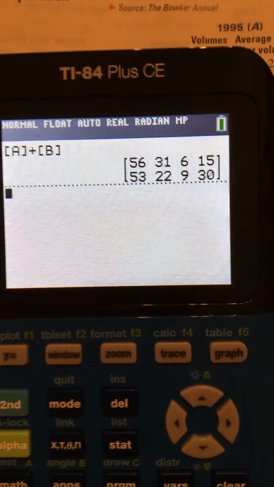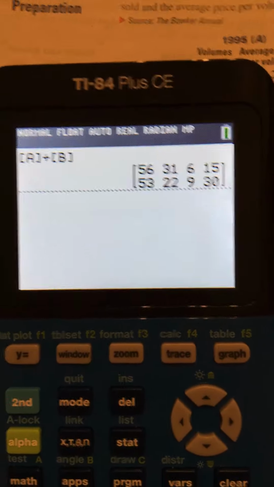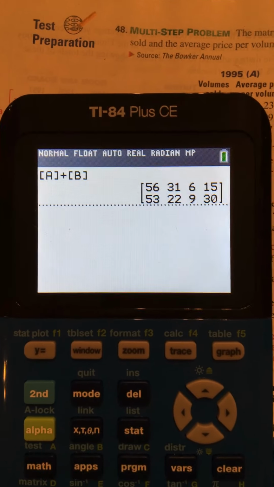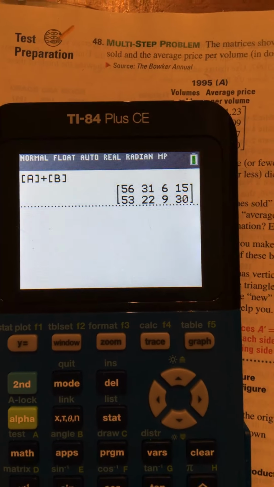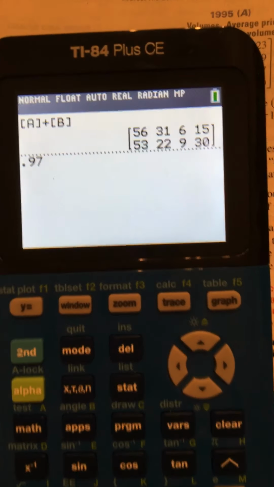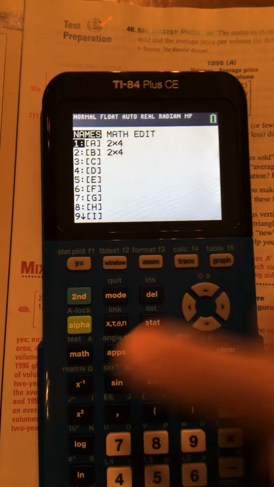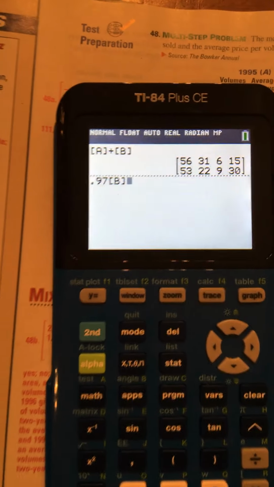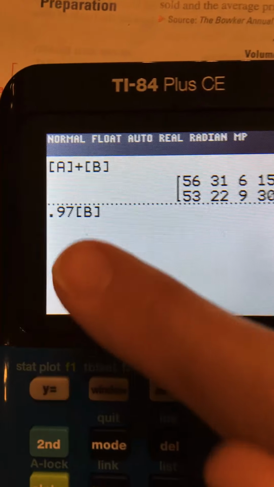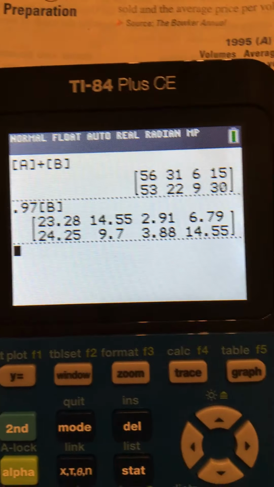All right, so now the second thing they want us to do is to multiply them. They want us to multiply matrix B times 0.97. So I'm going to put 0.97 in the calculator, and now I'm going to go get matrix B, and a number sitting next to a letter in algebra means multiply. Those parentheses mean multiply. I hit enter, and there's the answers.